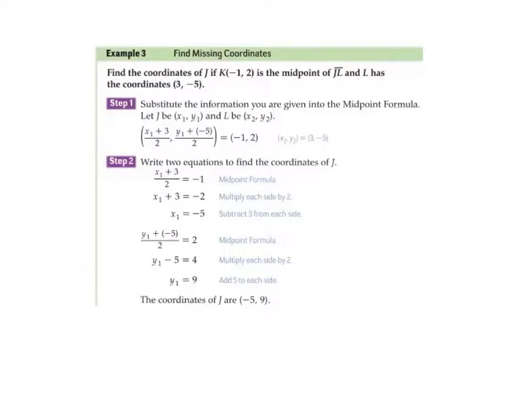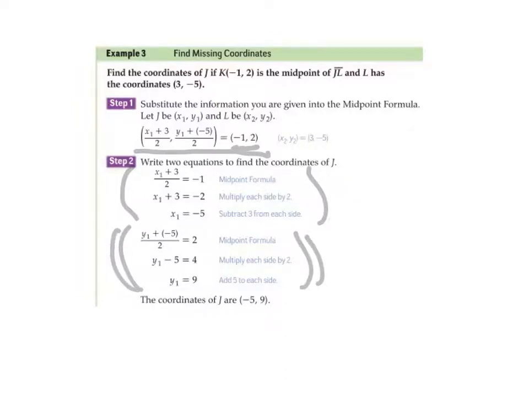So now we're moving on to example 3. Now you're finding the missing coordinate. In other words, you've been told what the midpoint is, and you've been told the coordinate of one of the ends, but you've got to find the other end. Well, basically, there's the midpoint formula again. As you can see, x1 and y1 are missing, but you've been given the answer. So separate them into two equations. This equation here is the x, and this equation here is going to be your y, but keep them separate.